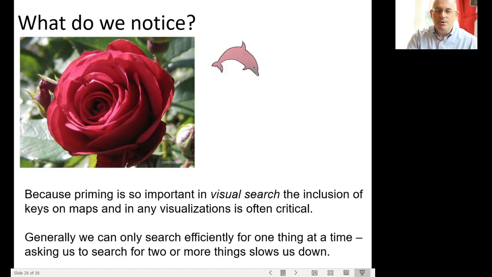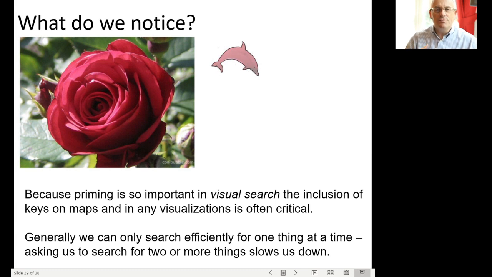But for those people who don't see it, if I prime you and I say, okay, well, look, there's a picture of a dolphin in there, and this is the shape it is, you can almost instantly find it. And it shows you that priming is very important in visualizations, and that's why it can be very important to have a key for the important things. So you'll know maps have keys on them. Visualization should come with some keys for the important features at the very least, but ideally for everything.